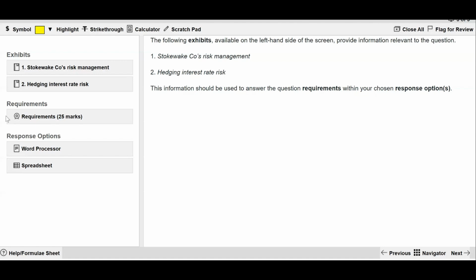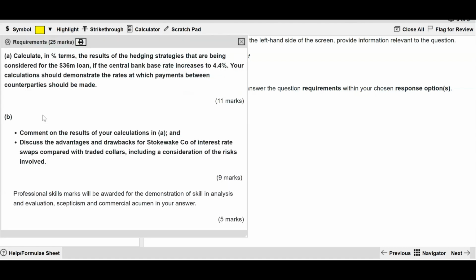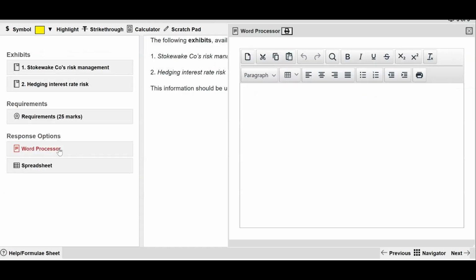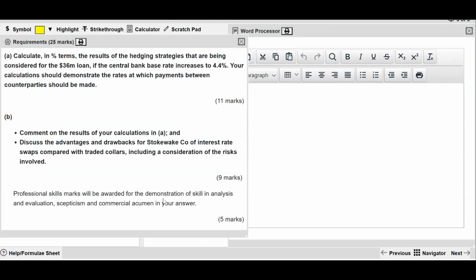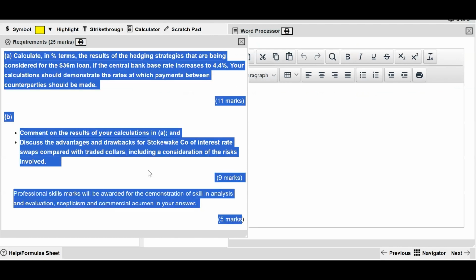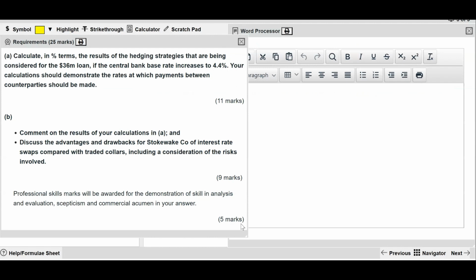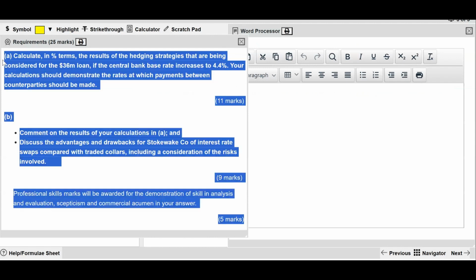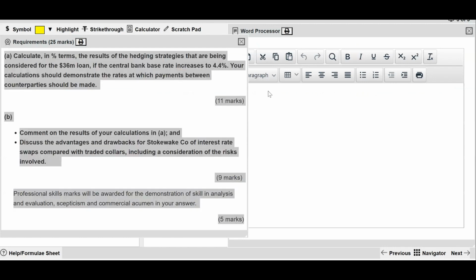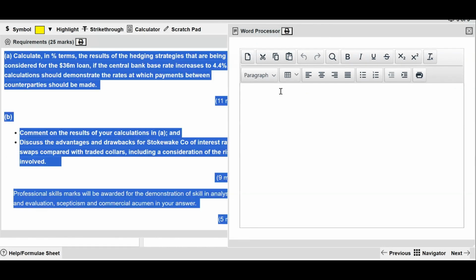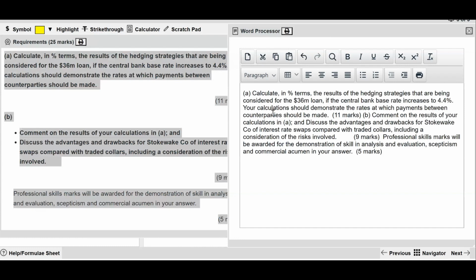And let's open the requirements. And preferably, let's not read it from here. Let's take the requirements into the word processor. Let's copy paste it to the word processor. So here, let's select all the requirements, copying it, bringing it into the word processor, paste it to the word processor.